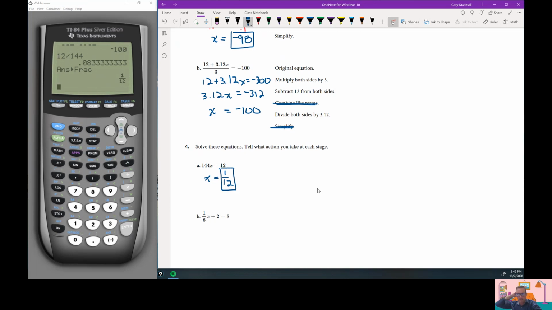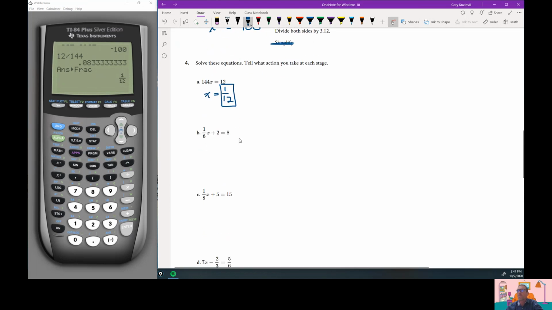Again, I'll say the step. I'm not going to bother writing it down, or this video is going to get too long. I divided both sides by 144. On B, first step, subtract 2 from both sides. Second step, multiply both sides by 6.